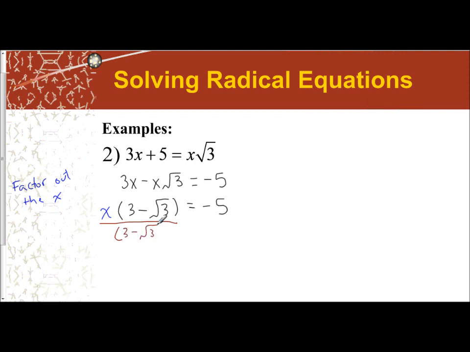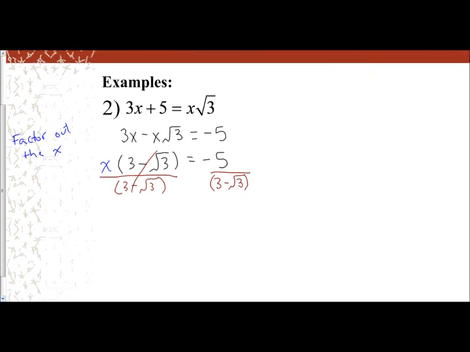And here comes the tricky part. If I divide the left side, I have to divide the right side as well. And I said this is the tricky part because look what your statement says now. You have x equals, which is great. Your x is isolated, there's nothing attached to it, but x equals negative 5 over 3 minus the square root of 3. And what should stick out here is you have a radical in the denominator, and we can't have that. So I have to rationalize the denominator.